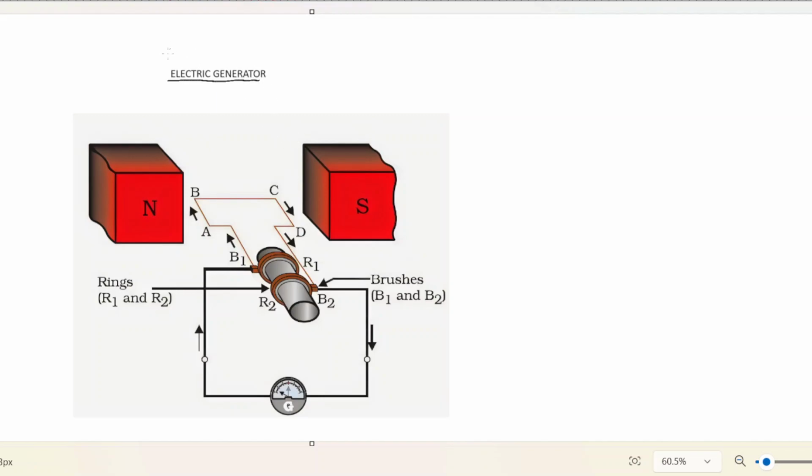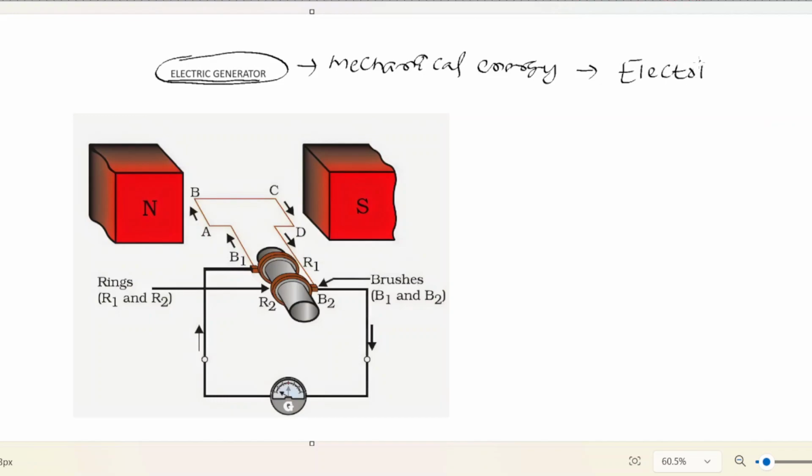So what do you mean by electric generator? Electric generator means we have to supply mechanical energy, and this mechanical energy should be converted to electrical energy. By supplying mechanical energy we want to produce electrical energy, so the name of this device is generator. What we want to generate is electrical energy from the mechanical energy.